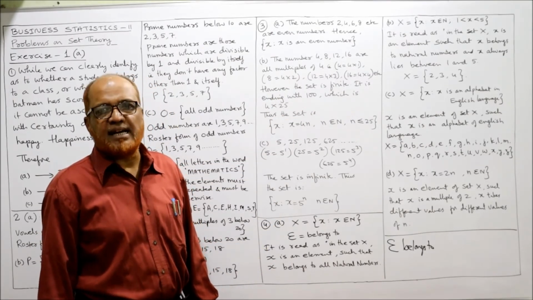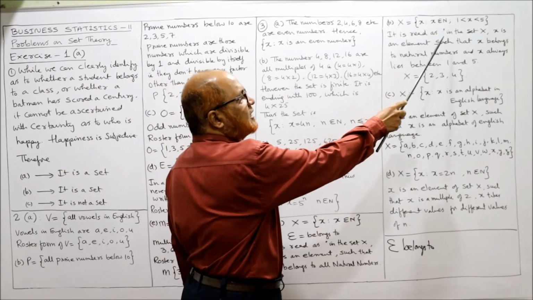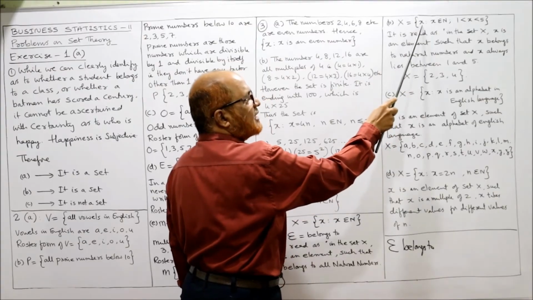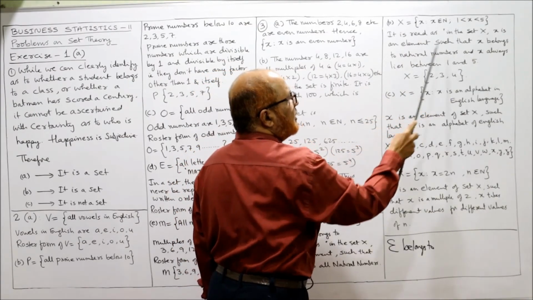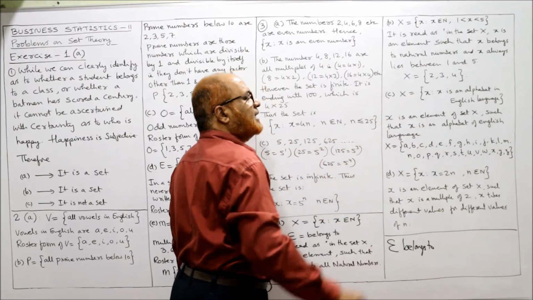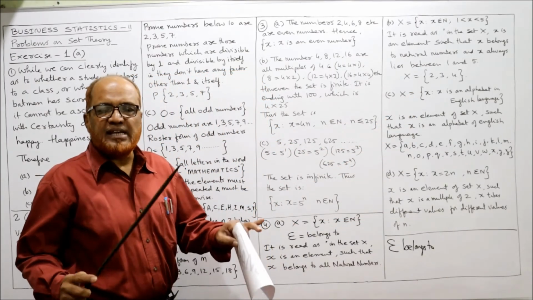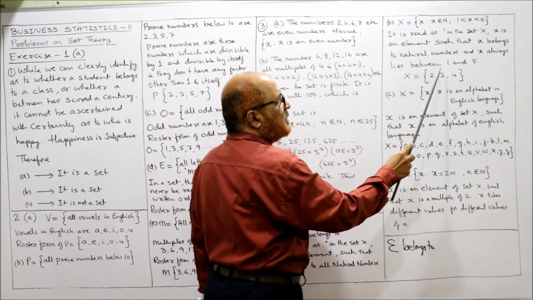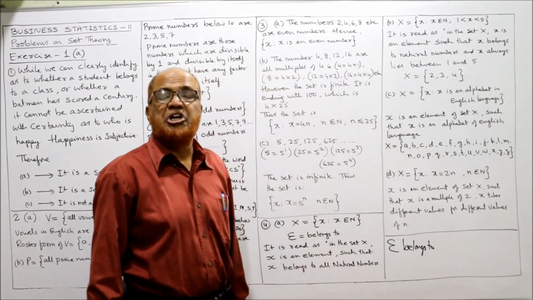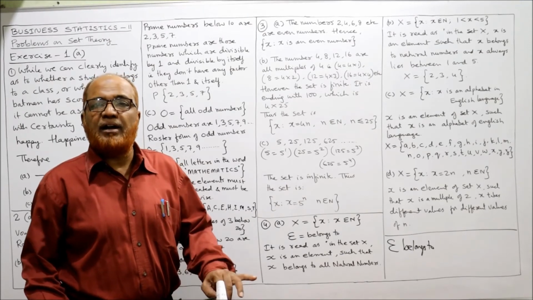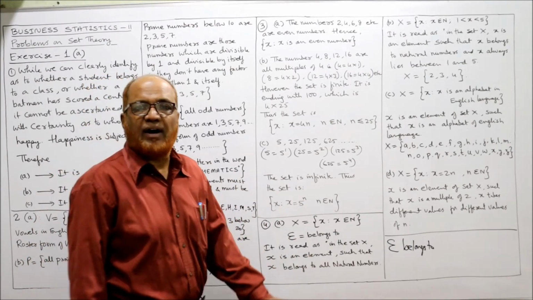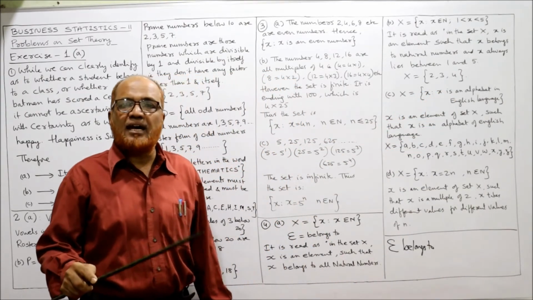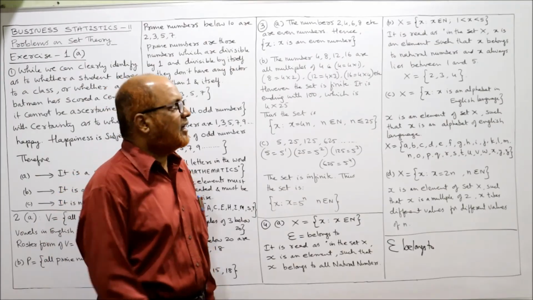It is read as: in the set X, small x is an element such that x belongs to natural number. Capital N stands for natural number. That means x, an element, is a natural number, and x always lies between 1 and 5. One more condition, a restriction, is given: 1 is less than x and x is less than 5. That means x lies between 1 and 5.